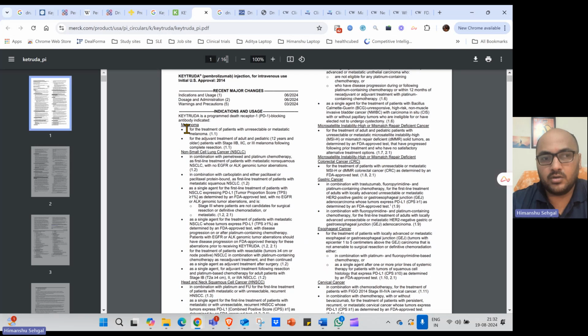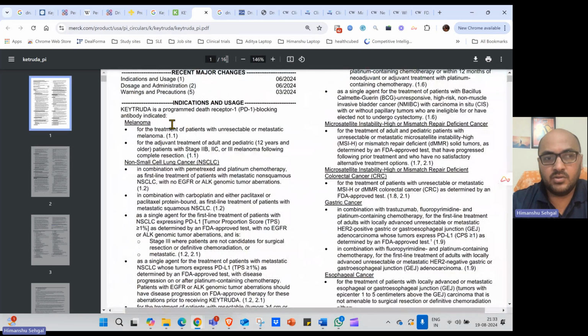So first it will talk about where it can be used. I'll focus on it, and you can see in melanoma, for the treatment of patients with unresectable and metastatic melanoma. In melanoma, for adjuvant treatment.